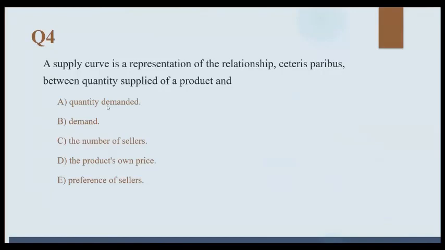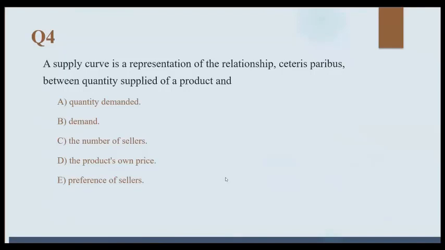But when we're talking about the supply curve, are we talking about the quantity demanded? No, we're talking about the quantity supplied. So the supply curve is a representation between the quantity supplied and, of course, the price. So D is the correct answer. So the product's own price. Sometimes we say the own price just to distinguish it from the price of a related good or something like that. So that's maybe a little tricky because of the wording here. But it's just the price of the good itself and the quantity supplied.